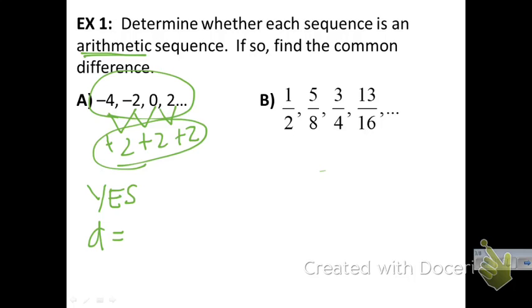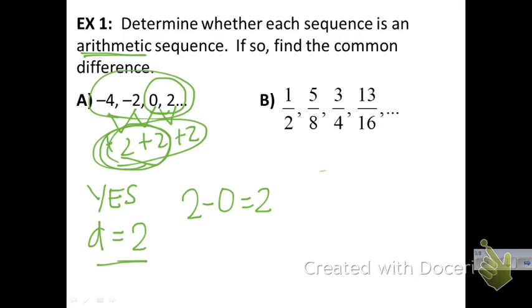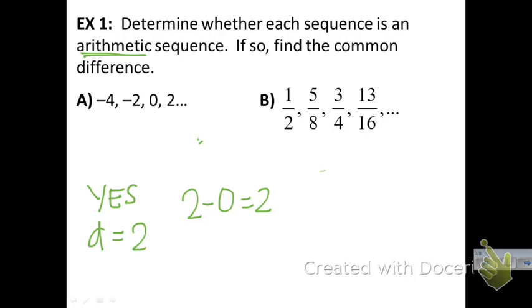The common difference, if we take successive terms, I'm going to take the 2 and the 0. 2 minus 0 is 2, and you can see that this term that we add by, this plus 2 each time, is actually the same as the common difference. So there's two ways to find it. You can find it by taking the difference of successive terms, or you can say what is happening to my sequence, what happens with the first term that will get us to the second term.